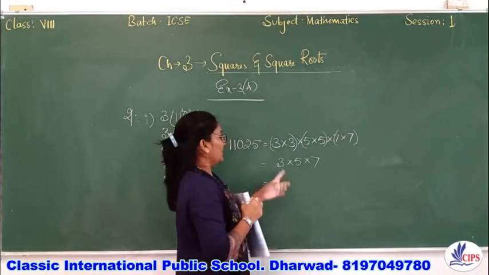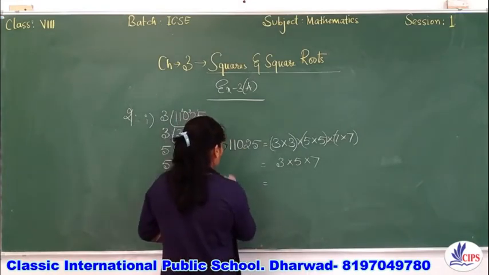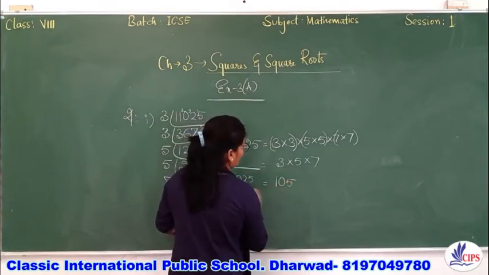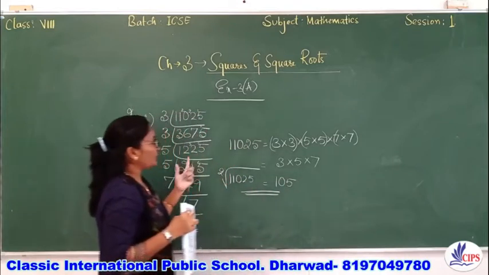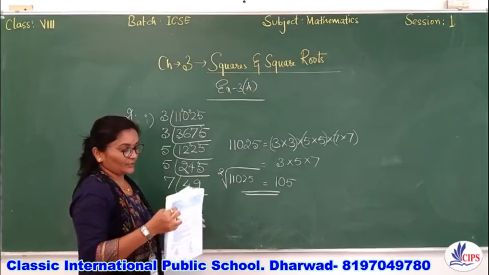Now 3 into 5 is 15, 15 into 7 is 105. So square root of 11,025 is 105. Got? Like this way you need to find the square root of the given number using prime factorization method.